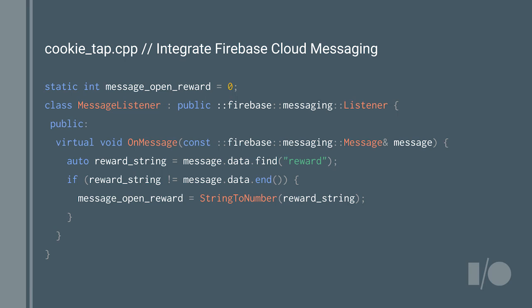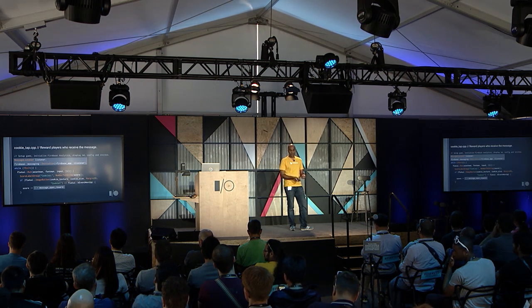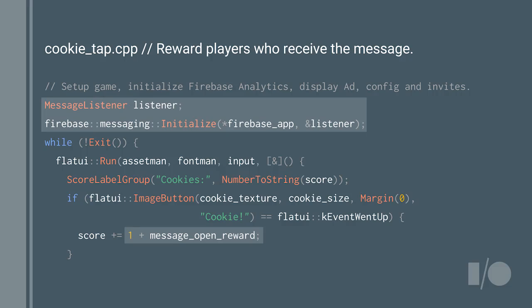So what I do is, in my app, I create a listener, which waits for messages to be sent to the application. So here, when it receives a message, it retrieves some data from the message called a reward. And this could be an arbitrary string. You could do whatever you want here. And from that reward, I end up converting the value of that reward to a number, and that's my message open award. Right? So what I end up doing in my game loop is I initialize the messaging API with my listener that I created, and every time they tap a cookie now, they get an additional reward for the session that they opened up that message.